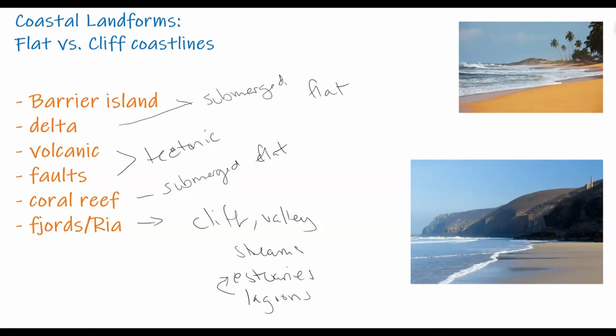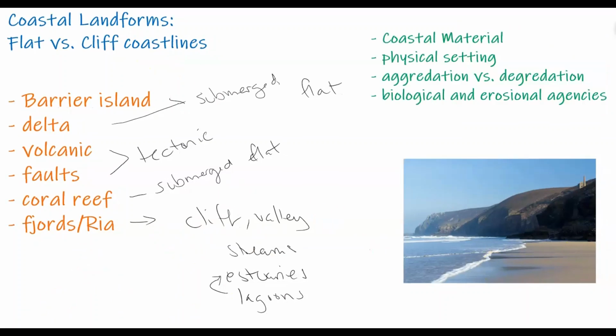All right, so again, we can bring in other things as well. For example, we can discuss the coastal material. Is it soft or is it hard rock? Which will then relate back to whether it is going to be flat or cliffed. The physical setting, the latitude, the climate, the location, again, would indicate whether it's flat or cliffed.